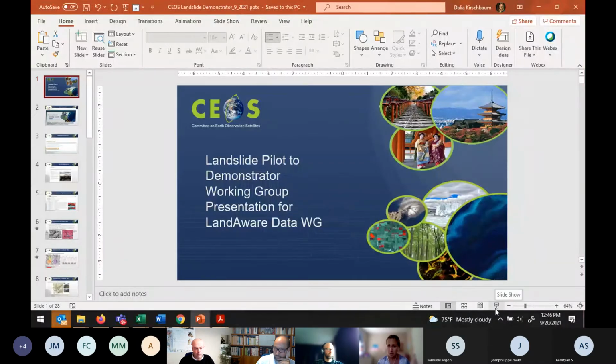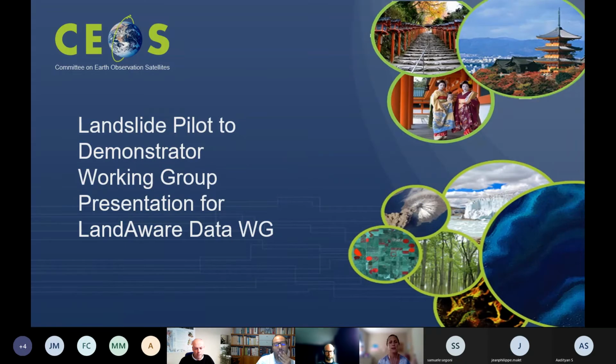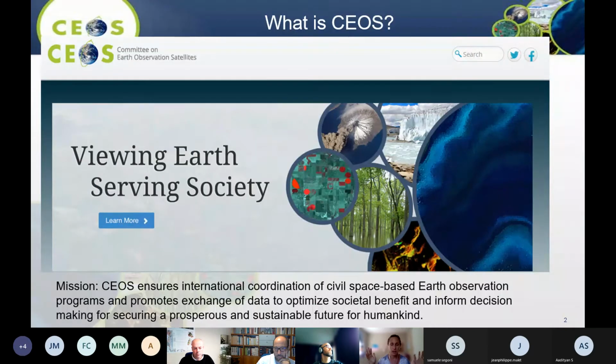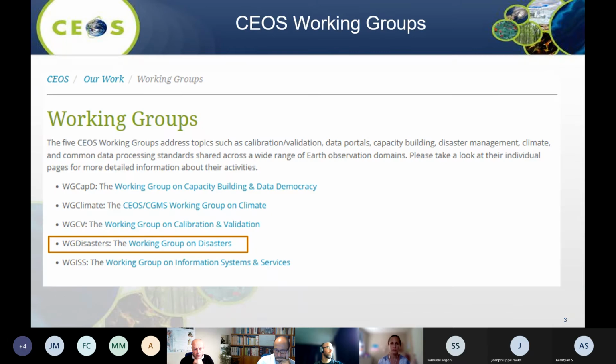All right, so this is work through the Committee on Earth Observation Satellites, or CEOS, and it's the collection of essentially space agencies and partners throughout the world. CEOS has a goal of ensuring international coordination of civil space-based Earth observation programs, promoting exchange of data, and optimizing societal benefit to inform decision making, to really understand how to use this data for public good.